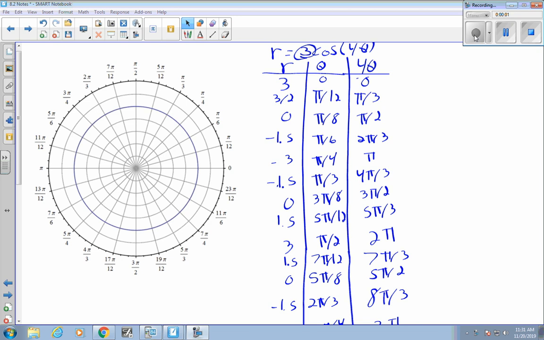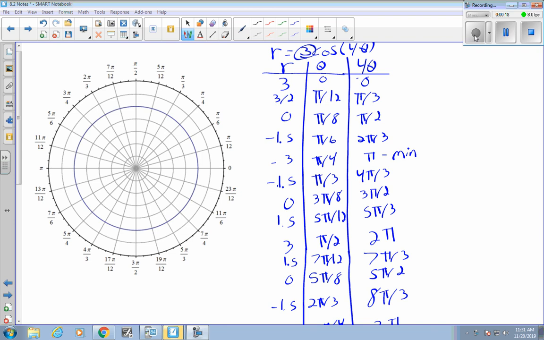So we start at 3 for this graph at 0, because cosine of 0 is 1 times 3 is 3. Then pi over 3 is a half. Cosine of pi over 3 is a half times 3 is 3 halves. So I'm going to descend all the way till I hit the minimum, which occurs at pi.